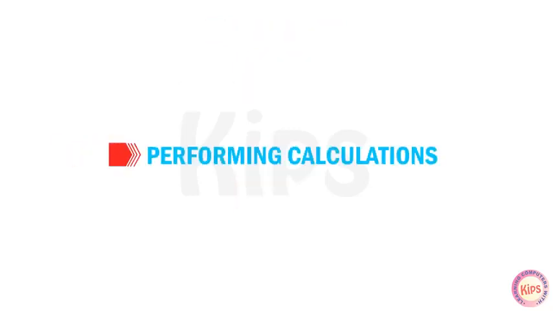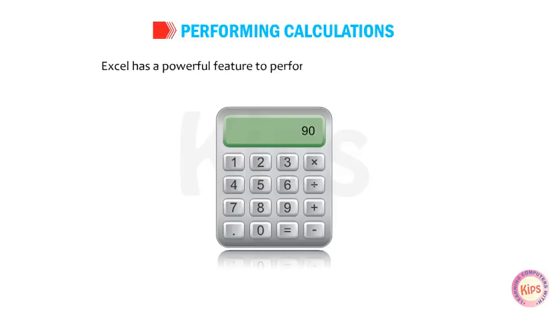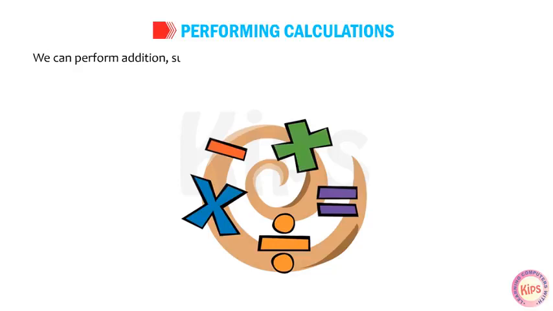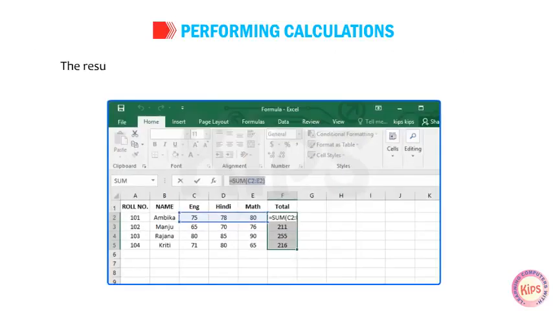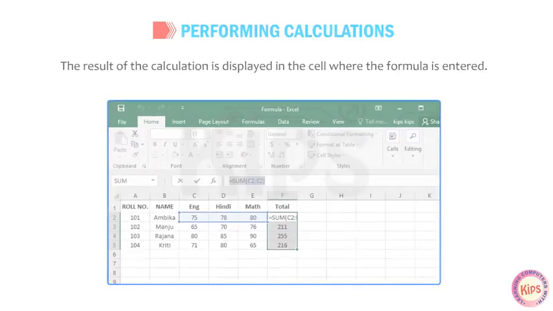Let us understand how to perform calculations. Excel has a powerful feature to perform calculations on the data. We can perform addition, subtraction, multiplication, and division of numbers either using formulas or using functions. The result of the calculation is displayed in the cell where the formula is entered.